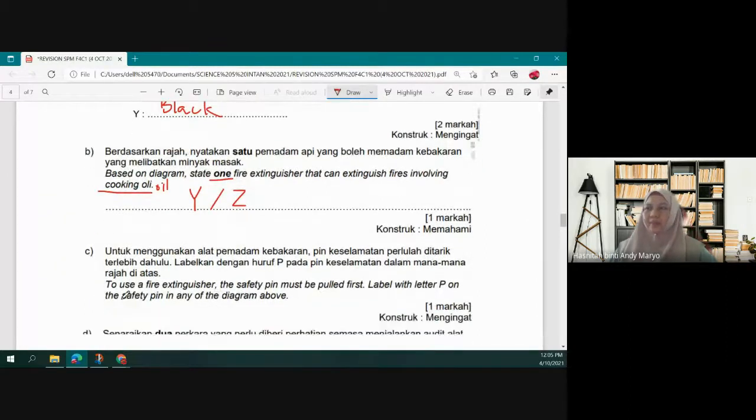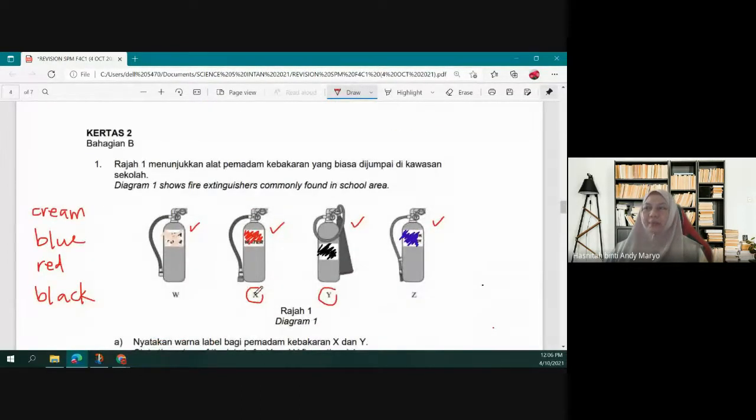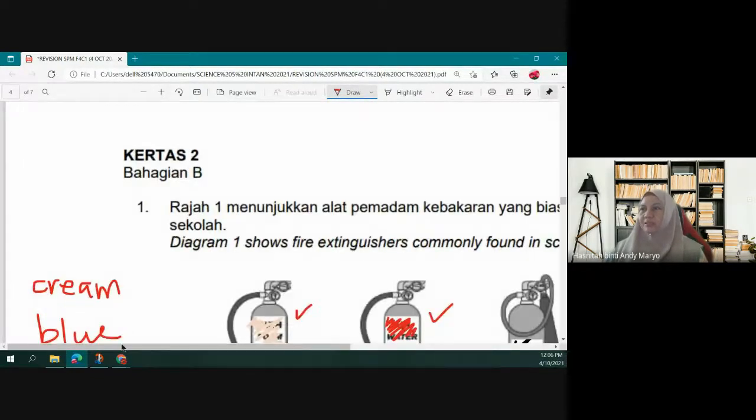Okay, how about C? To use a fire extinguisher, the safety pin must be pulled first. You kena tarik dulu dia punya safety pin. Remember the step of using the fire extinguisher, class? Okay, what is the step of using fire extinguisher? Kalau you ingat, PASS, P-A-S-S. Okay, so you can refer back to your book. What is PASS refers to? Ada 4 steps. Okay, so the first step, we must pull the pin first. So you are asked to label with letter P on the safety pin in any of the diagram above. So you can label either on W, X, Y, and Z. Okay, I magnified this diagram for you first. Can you see where the pin is at?